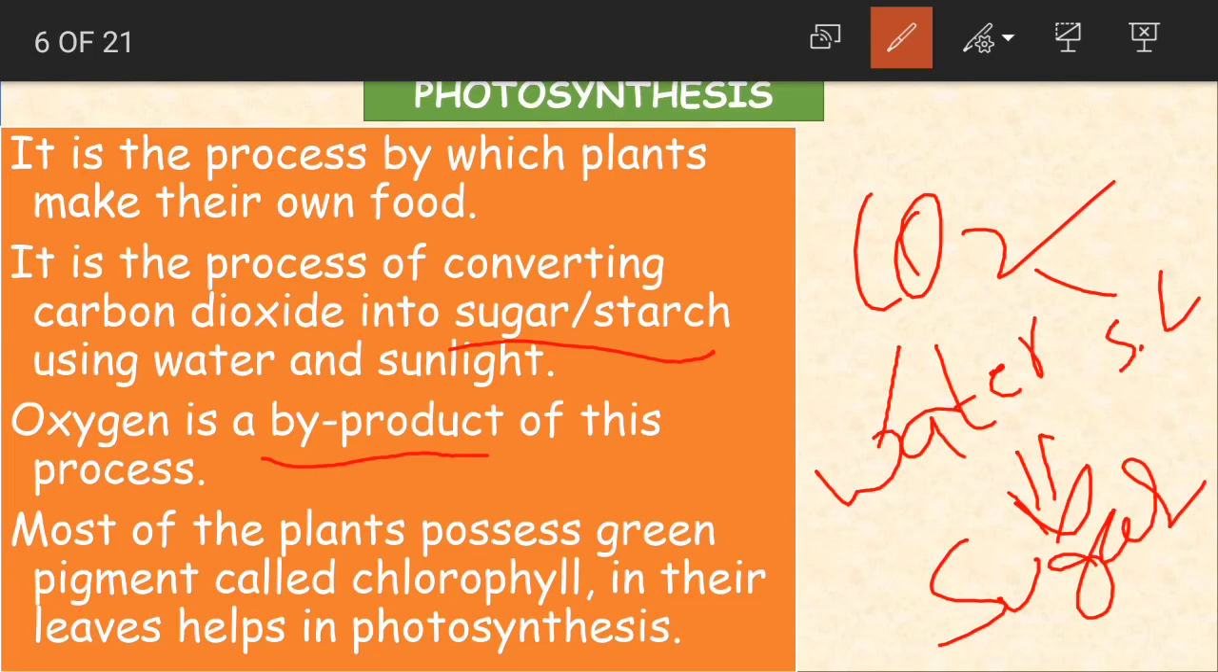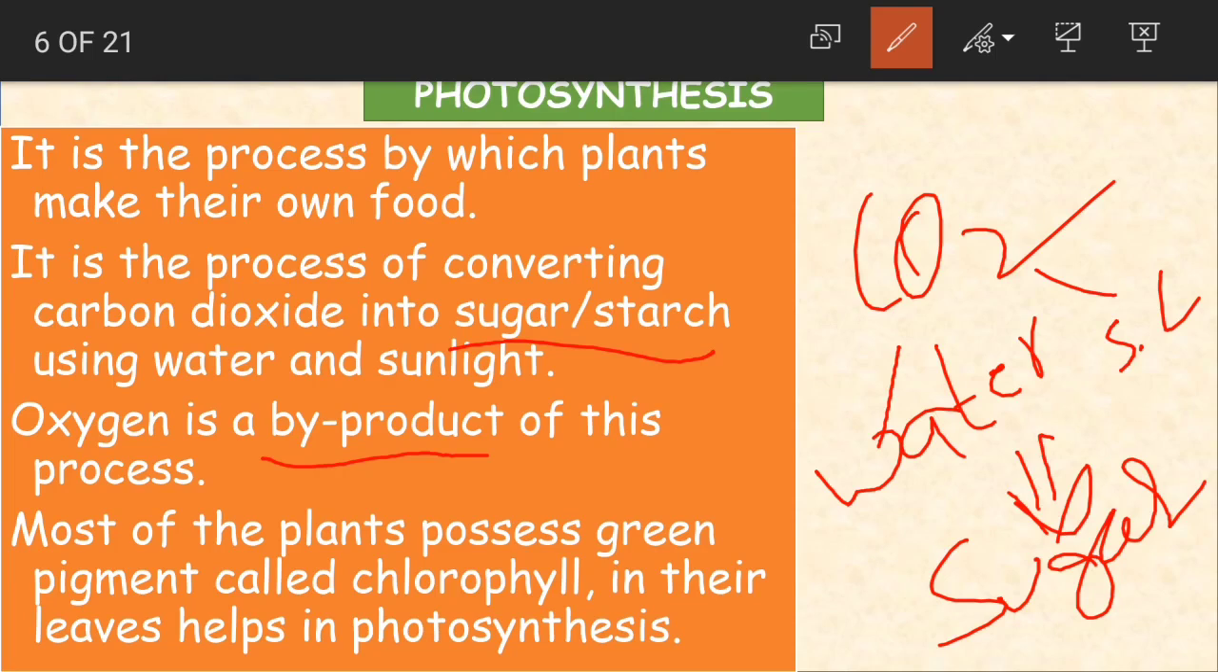Clear children? Most of the plants possess a green pigment called chlorophyll in their leaves. As we learnt earlier, they have a green pigment which is called chlorophyll. So where is the chlorophyll? It is in their leaves. And this chlorophyll helps in photosynthesis. Clear children? So this chlorophyll helps in making the process of photosynthesis.